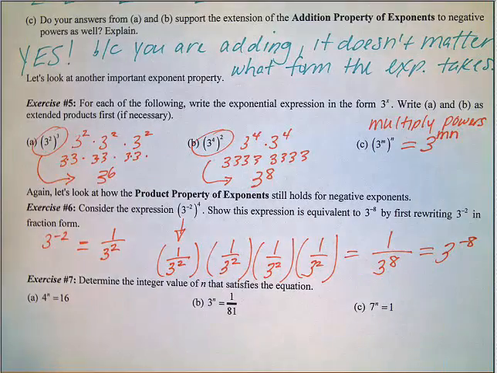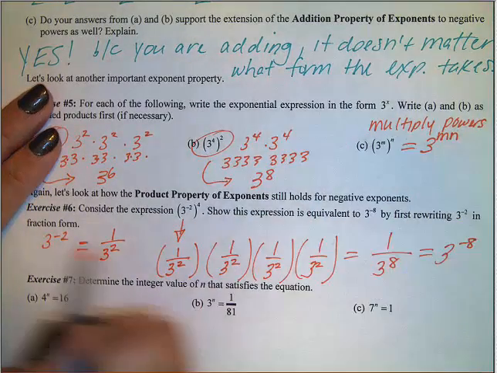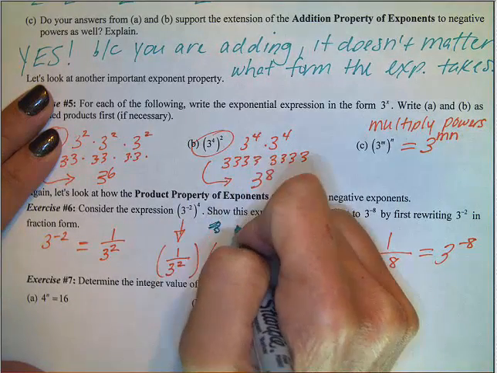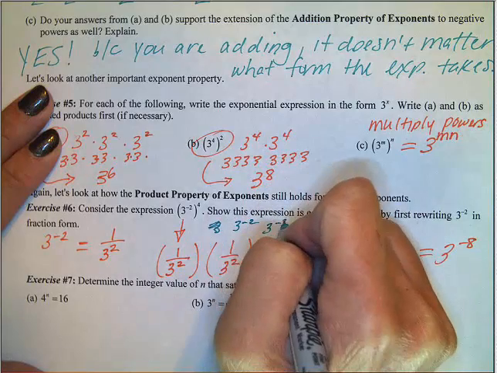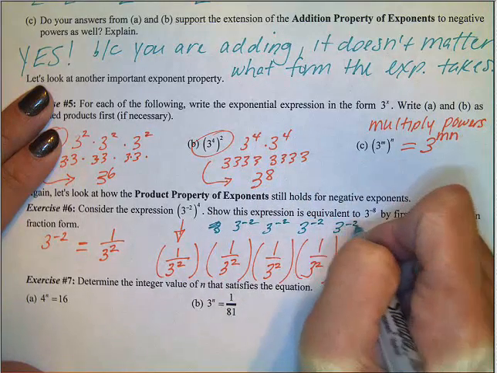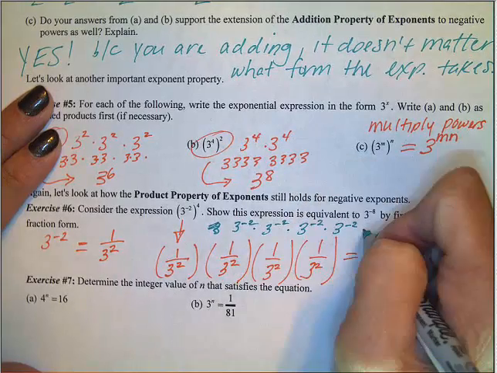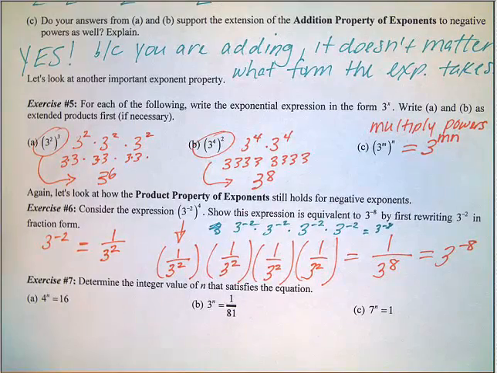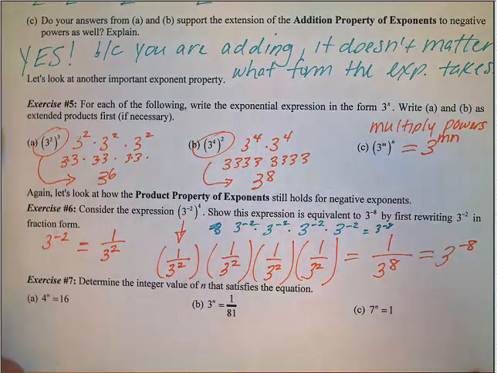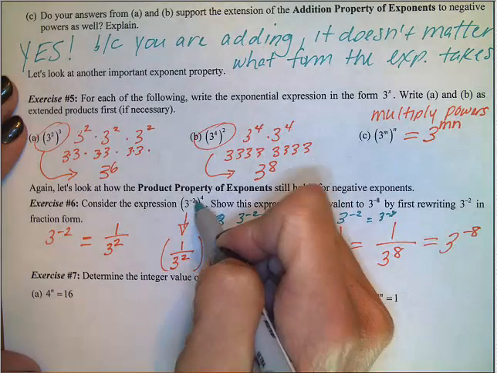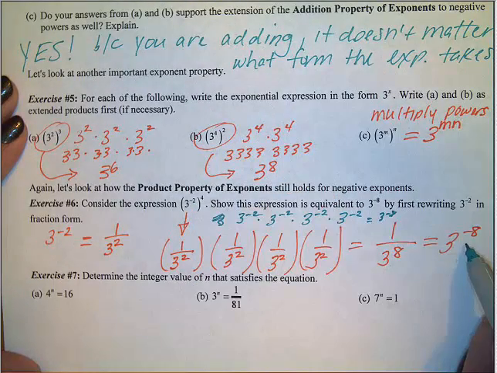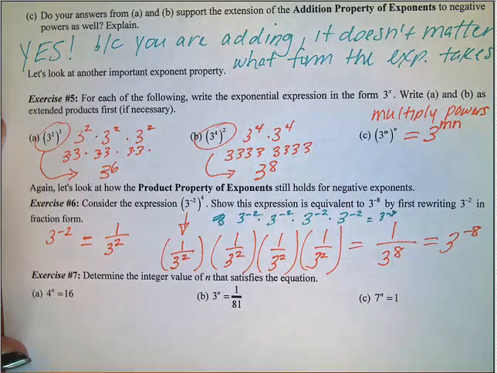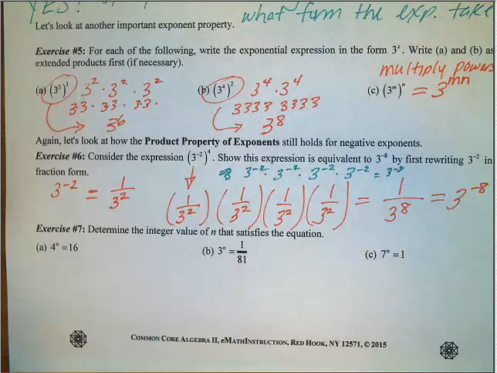Absolutely. You could have also, if it didn't say to rewrite it in fraction form, you could have also said I have 3 to the negative 2, 3 to the negative 2, 3 to the negative 2, 3 to the negative 2. I'm multiplying those. That's expanded form. So I have 3 to the negative 8 because I just add the exponents. So it does work. And if I do negative 2 times 4, I get negative 8. So that's expanding the product property rule. Cool. All right, so exercise 7.